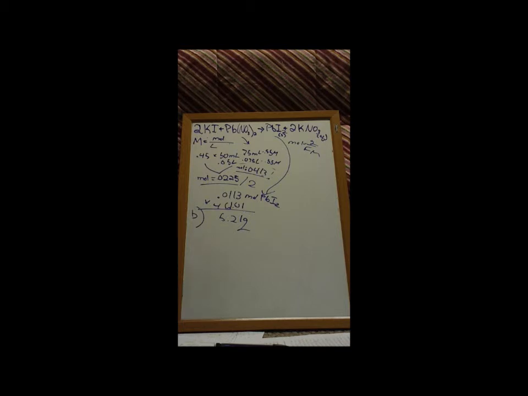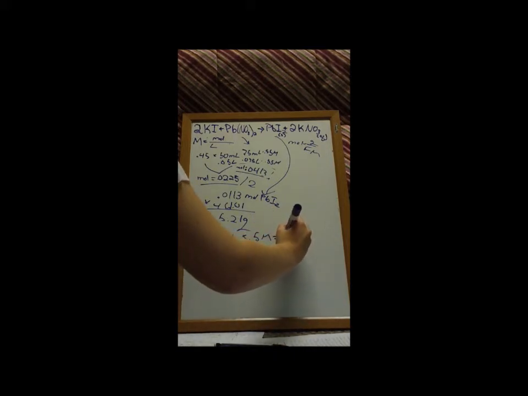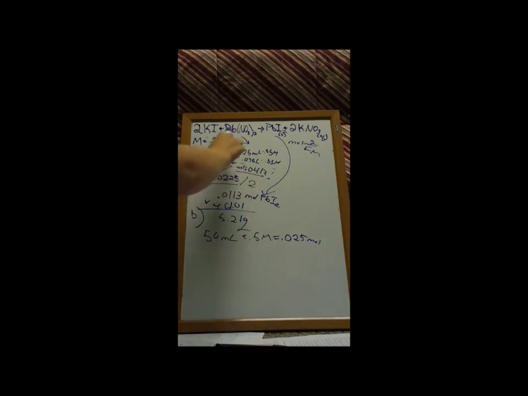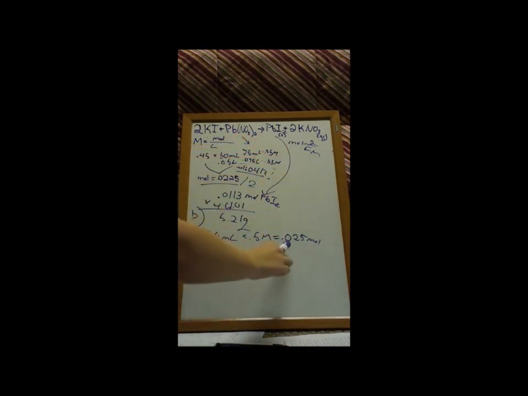We need to calculate the volume of the potassium iodide required to react with this number of molarity. So we're trying to find a new amount of moles, which is 50 milliliters times our 0.5 molarity. So our moles is going to be equal to 0.025 moles. Our new number of moles for Pb(NO3)2 is 0.025 moles.